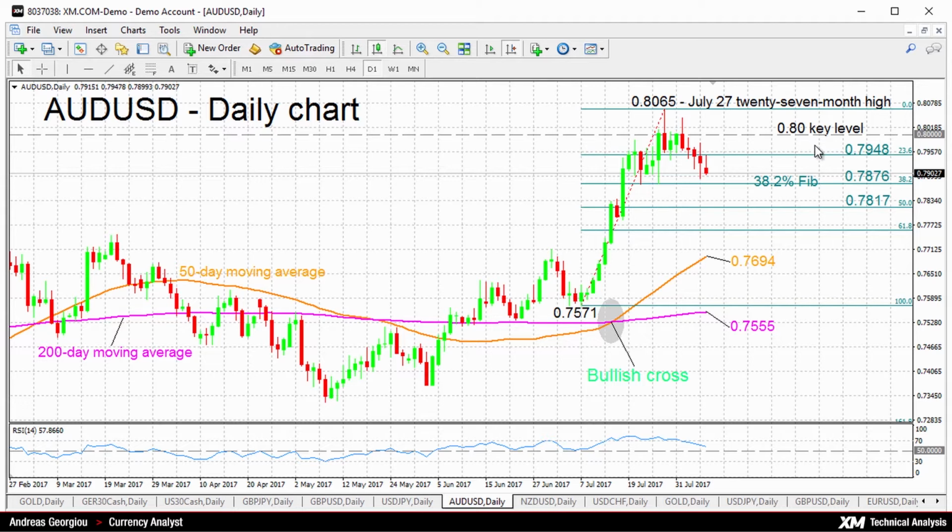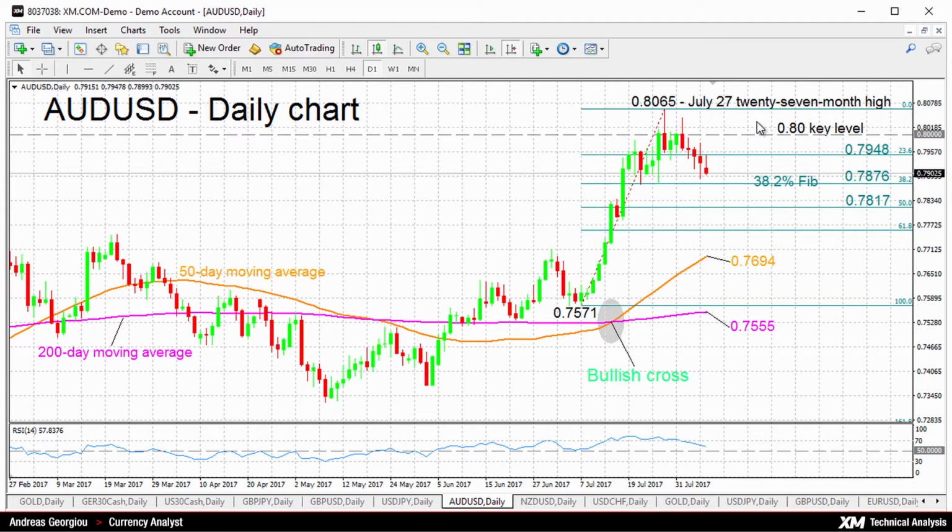If on the other hand the price rises, then the area around the 23.6% Fibonacci mark at 0.7948 could act as a resistance. Notice that the price rose close to this level earlier in the day before falling back below. If the price breaks above this area, then the 0.80 mark, which was of significance in the past, we can see that this was a congested area in the past, could act as an additional barrier to the upside.